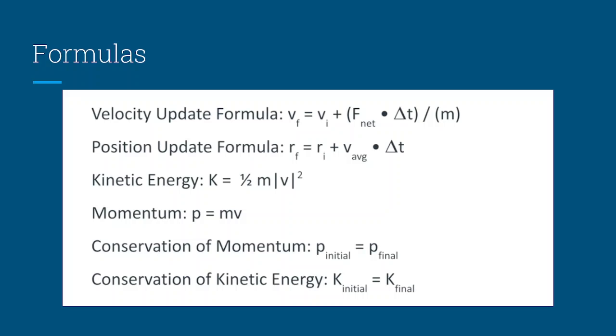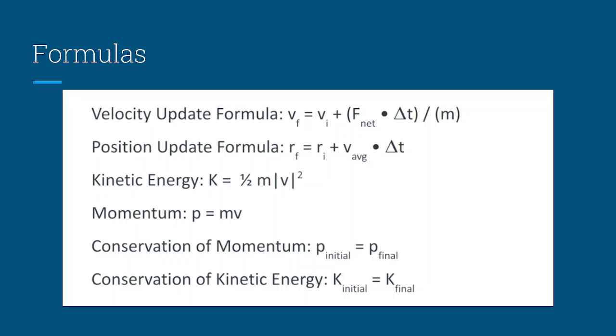The formulas that we're going to use throughout this experiment are the velocity update formula, which is Vf equals Vi plus the average force times the change in time divided by the mass. The position update formula, which is final position equals initial position plus average velocity times the change in time. Kinetic energy, which is 1/2 mv squared. Momentum, which is equal to mass times velocity.